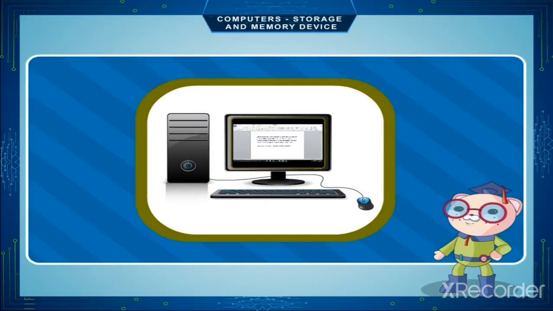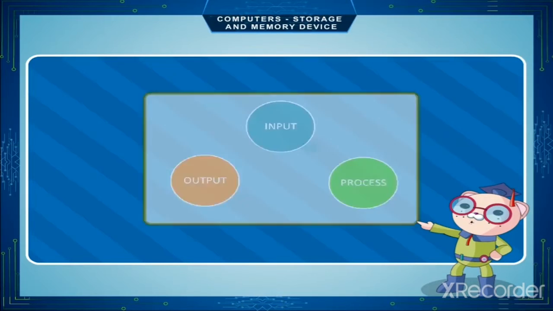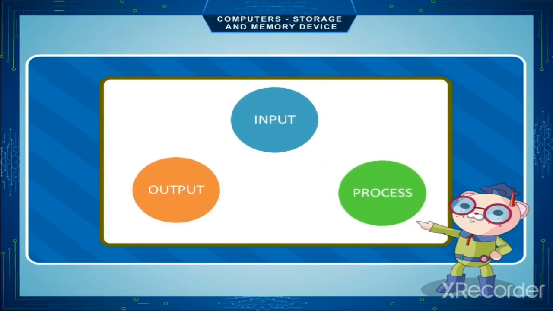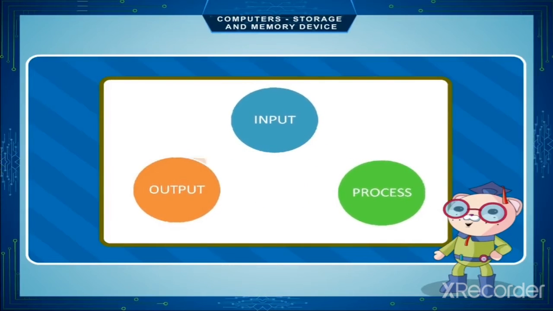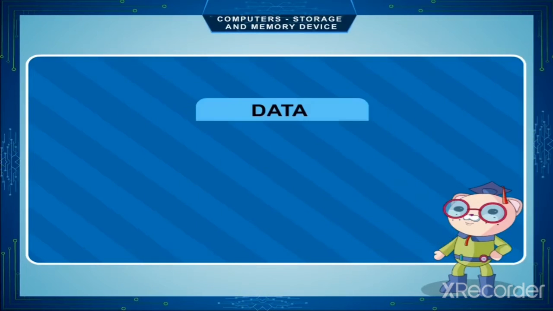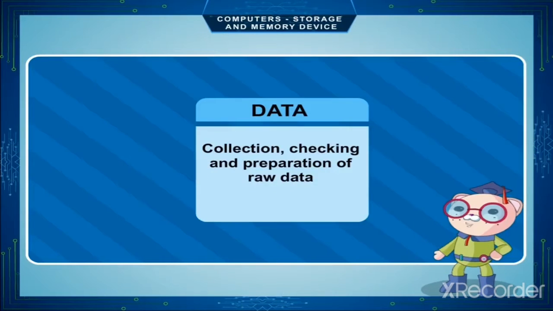We input data and instructions in the computer. It processes according to our instructions and produces meaningful information called output. This output can again be input for further processing. This becomes a cycle.